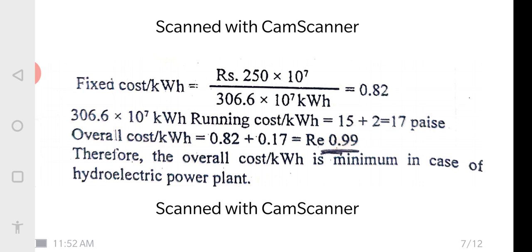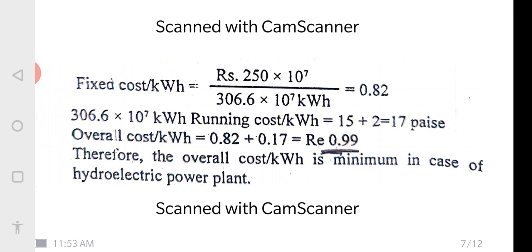Then you have got running cost also. What is the running cost? 15 paisa for operating cost, that is fuel, and then transmission distribution cost is 2 paisa. So 15 paisa plus 2 paisa is 17 paisa, the running cost. Then the total cost or overall cost per unit of power generation by the nuclear power plant is 82 paisa plus 17 paisa, that is 99 paisa.